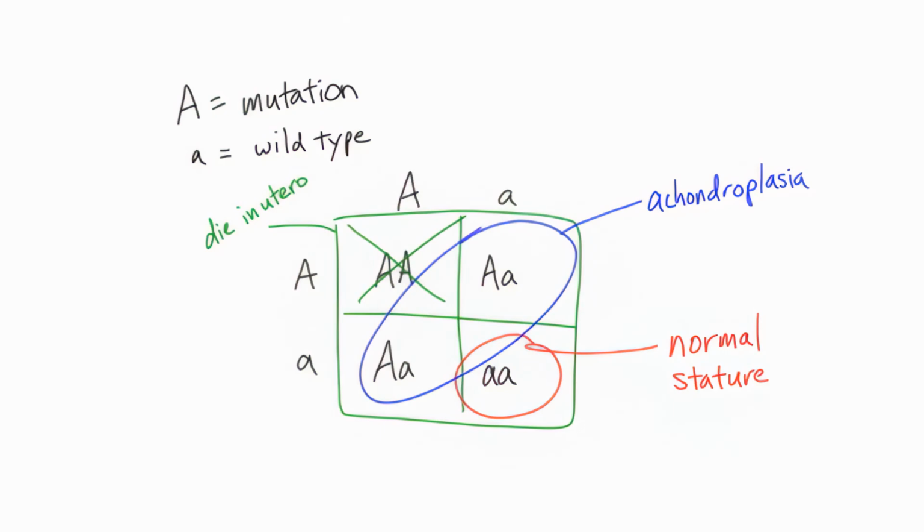So although fertility is not necessarily affected, when you have two patients with achondroplasia wanting to have a baby, there's a 25% chance that that fetus will be homozygous and is going to die in utero. 2/3 of the babies born to these couples will be achondroplastic.